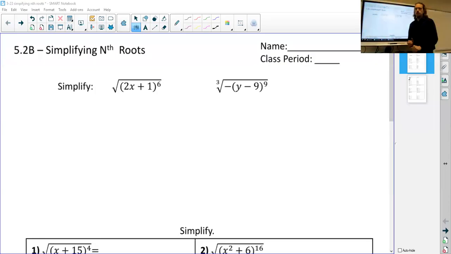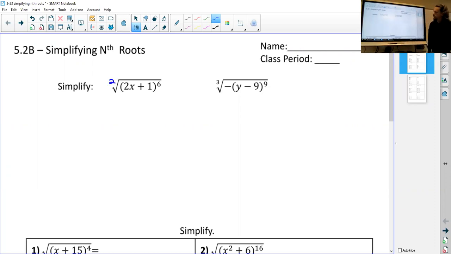So we're doing some more simplifying roots. Just a couple of special cases we want to look at today. Most of them involving what happens if you have a root with parentheses. So if we look at our first one here, this is actually one of our big special cases.